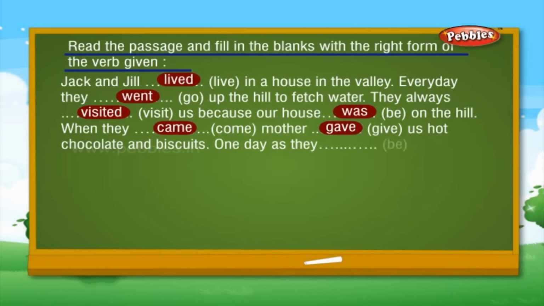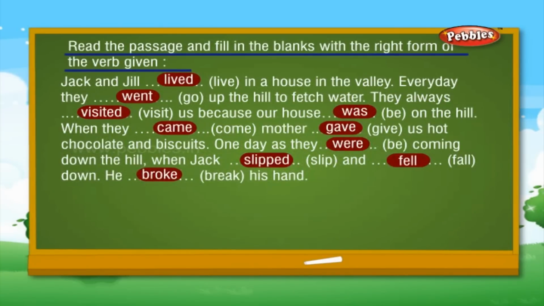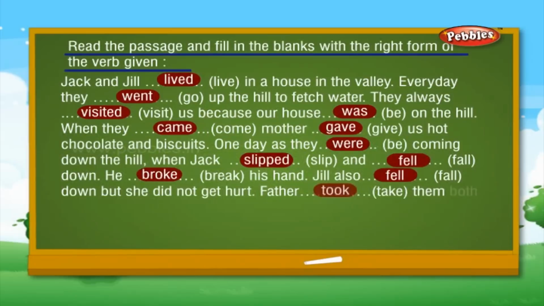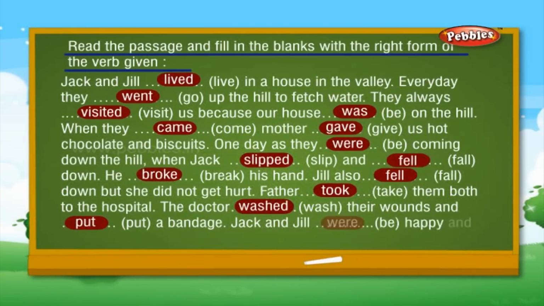One day, as they were coming down the hill, Jack slipped and fell down. He broke his hand. Jill also fell down, but she did not get hurt. Father took them both to the hospital. The doctor washed their wounds and put a bandage. Jack and Jill were happy and went home.